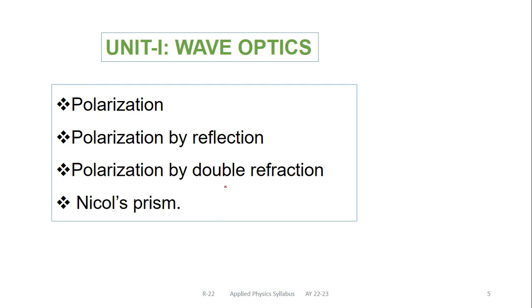When it comes to the third part of the first unit, that is polarization. We have to see what polarization is, and polarization by reflection by studying Brewster's law, and polarization by double refraction. Based on that, we will study the Nicol prism. In the Nicol prism, we will study the construction, working and its applications. So that concludes the first unit, which is wave optics.